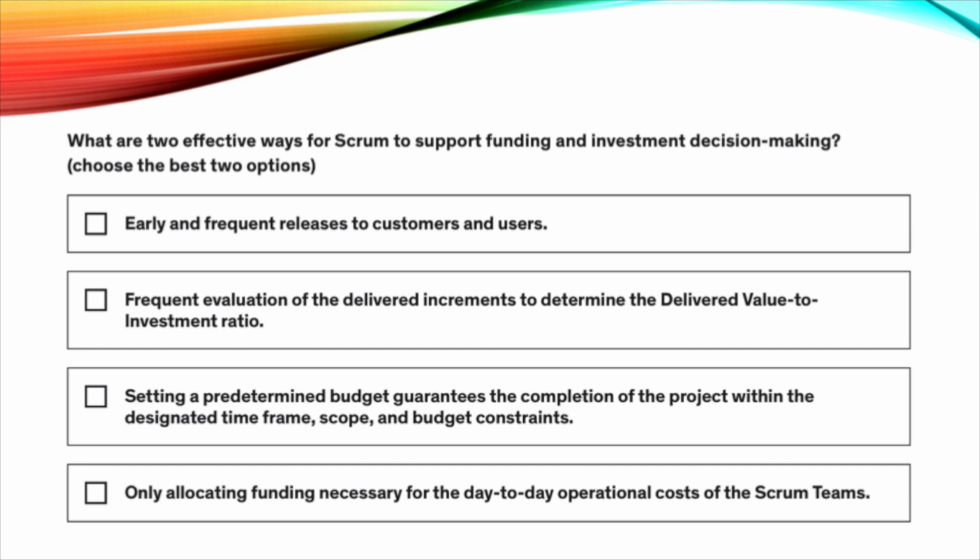What are 2 effective ways for Scrum to support funding and investment decision-making? Choose the best 2 options. Early and frequent releases to customers and users. Frequent evaluation of the delivered increments to determine the delivered value to investment ratio. Setting a predetermined budget guarantees the completion of the project within the designated time frame, scope, and budget constraints. Only allocating funding necessary for the day-to-day operational costs of the Scrum teams.